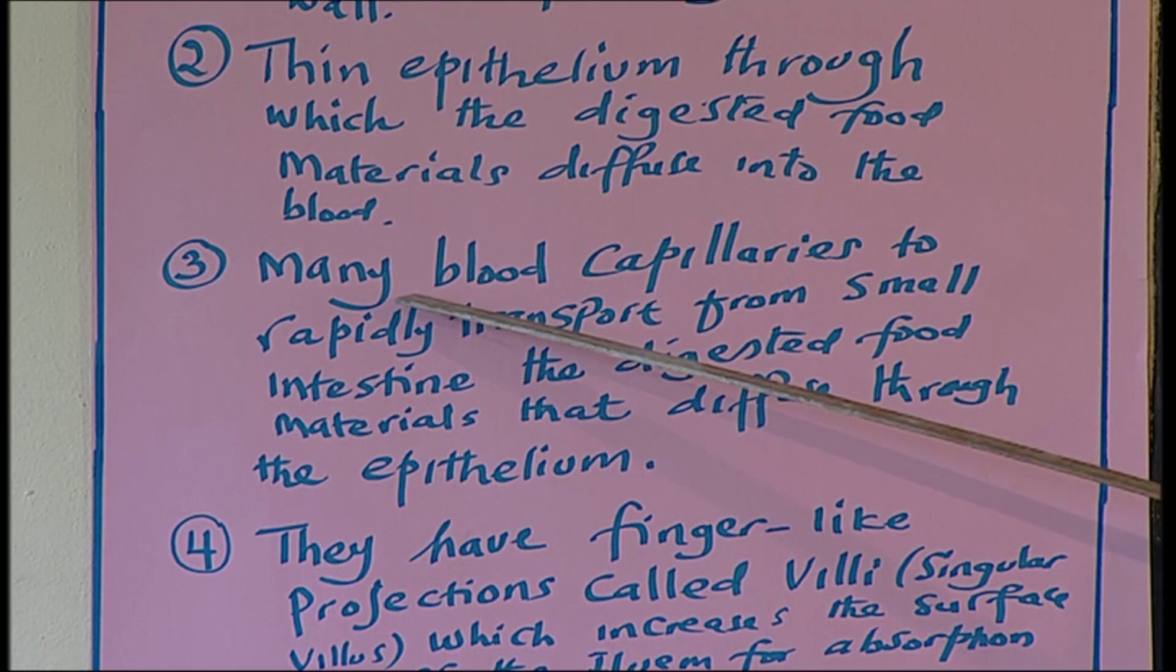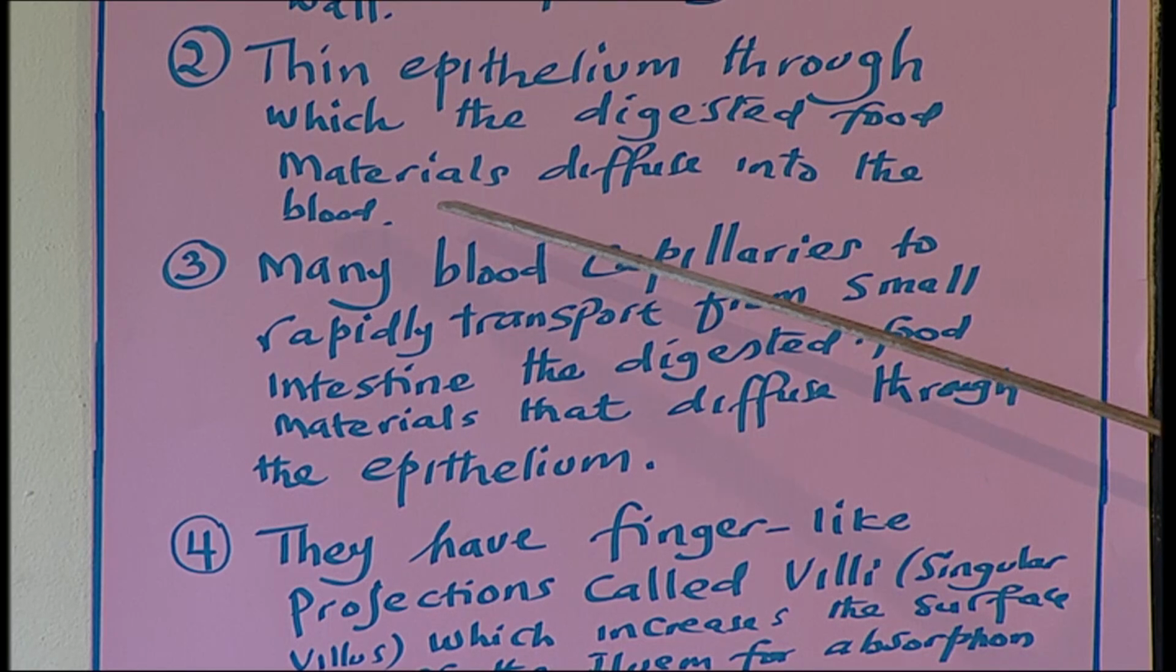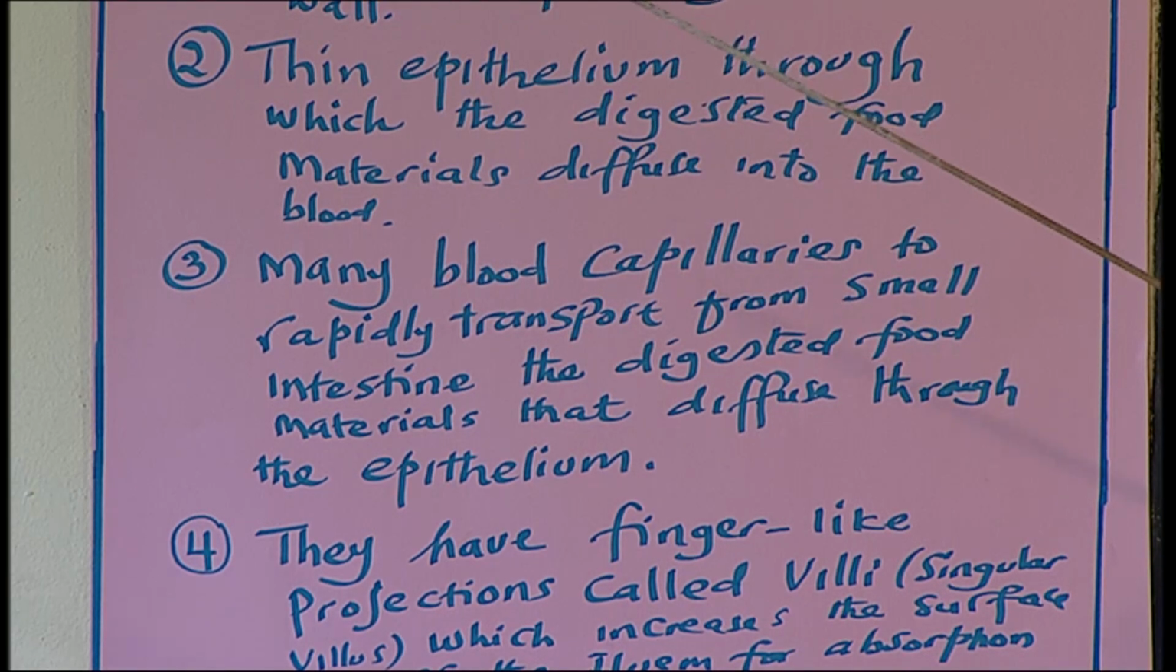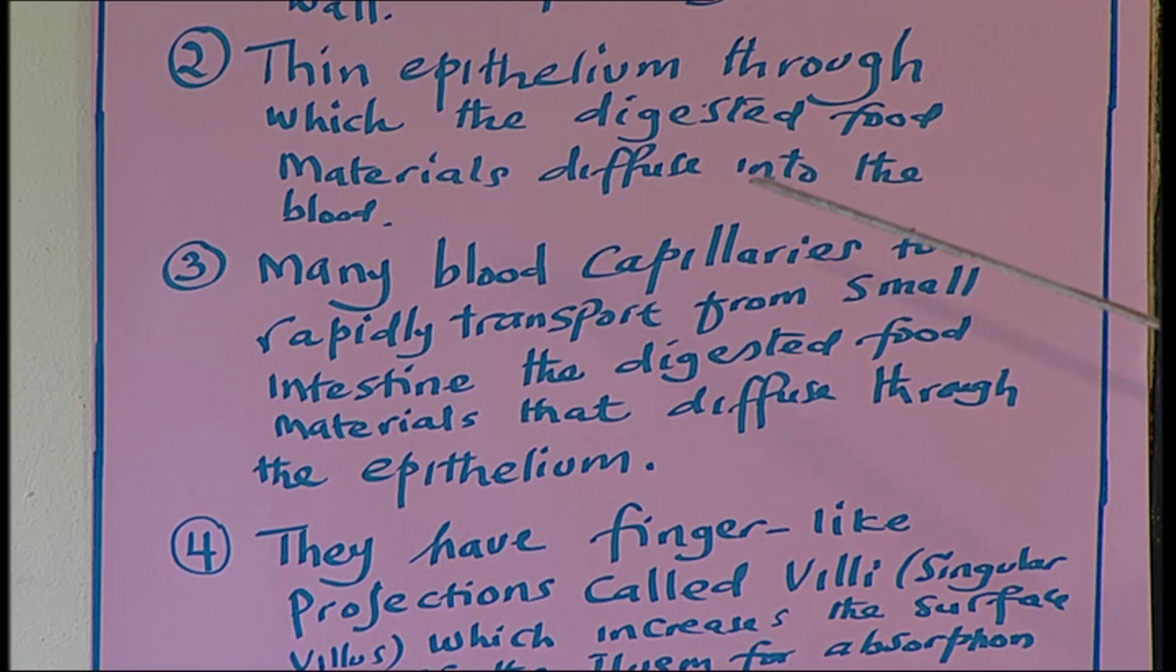Number three, it has very many blood capillaries, a dense network of blood capillaries. As there is a dense network of blood capillaries, that facilitates rapid transport from the small intestine of the digested food materials that diffuse through the epithelium.